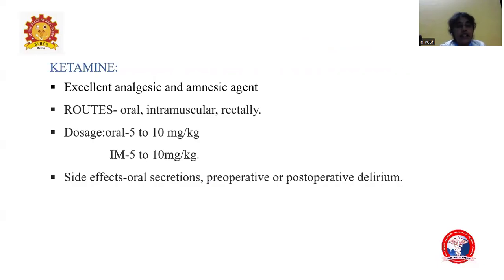Ketamine is an excellent analgesic and amnesic agent. So most commonly we will be giving ketamine to the patients. The routes are orally, intramuscularly and rectally. The oral dose is 5 to 10 mg per kg and the IM dose is 5 to 10 mg per kg. The major side effects are that it increases oral secretions pre-operatively and post-operatively. It causes delirium in the patients.